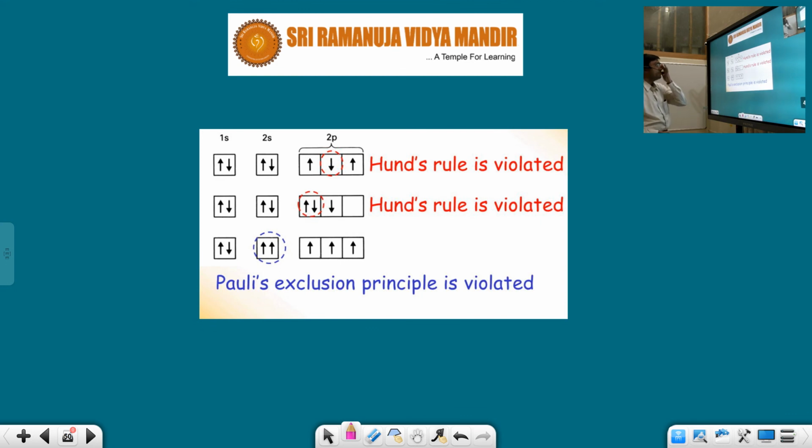So let us see some more. So here, what is violated? You can see here, first down is there. If down is there, first it should be up, then up, then up, then it should be down, and down. So it is wrong. Now here, first it should be singly filled. This is also wrong. Now the last one, you see here what you have. Same spin. Same spin means Pauli's exclusion principle is violated. These two have the same quantum numbers, which is wrong.